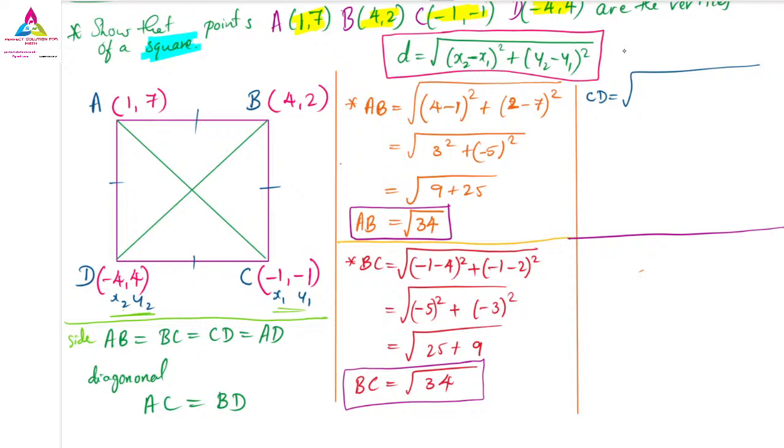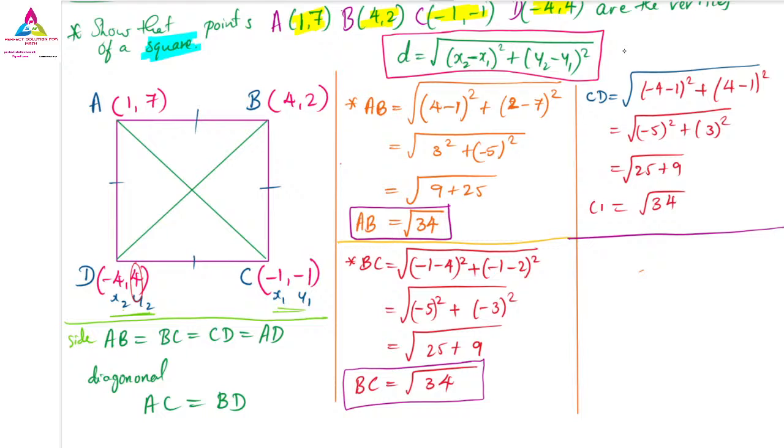So CD is equal to x2 minus x1. So minus 4 minus 1 the whole square, plus y2 is 4, 4 minus 1 the whole square. Answer will become minus 5 the whole square plus 3 the whole square. So 25 plus 9 again. So it will become root 34. Again you got root 34 only. That is CD. So every time you are getting root 34, don't be happy, because one value may be changed. It may get changed also. So you have to concentrate on this.